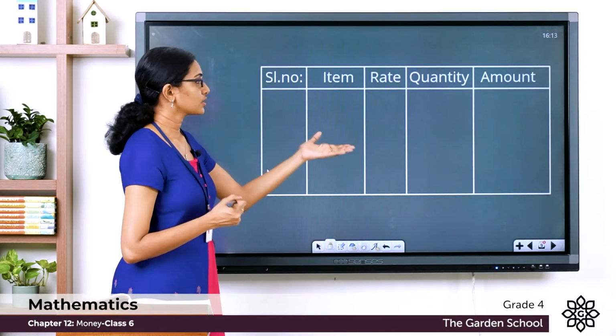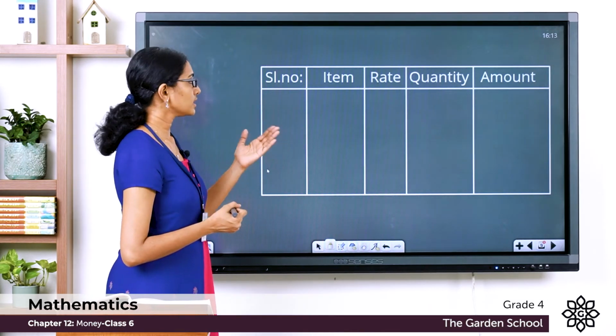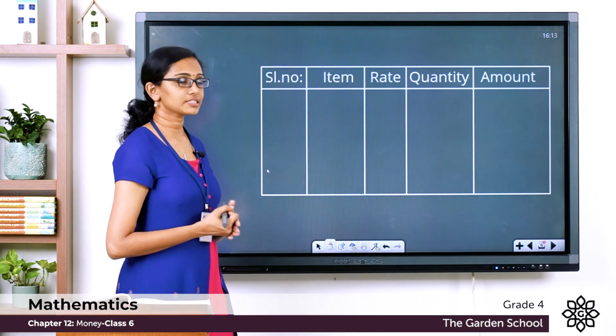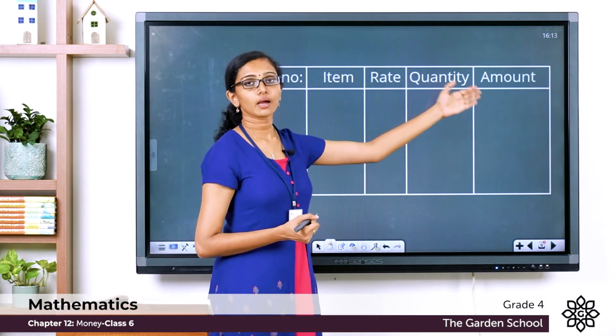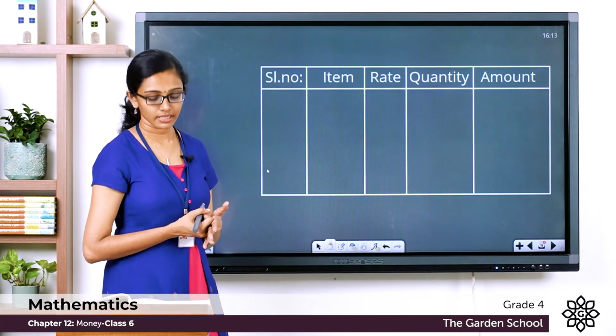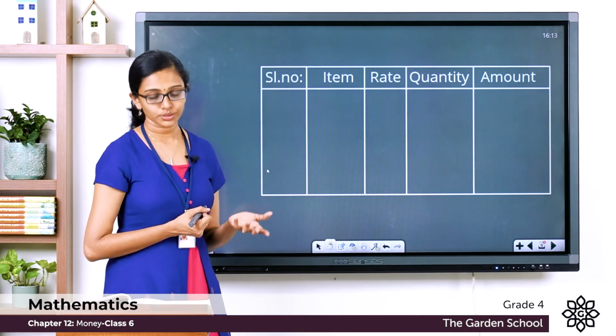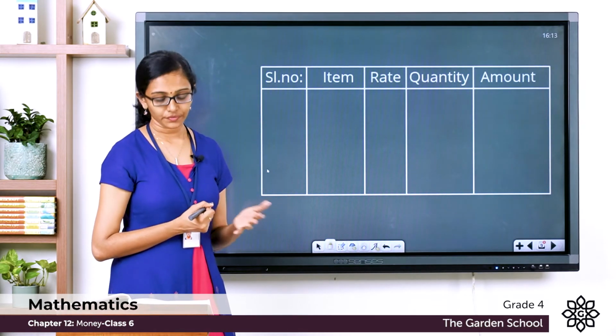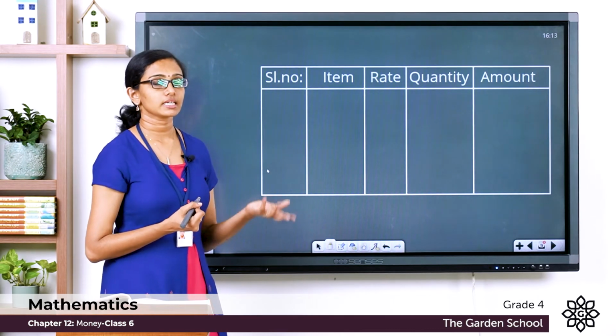So first let's draw a table like this. Here we'll have the serial number, the name of the item, the rate per item, the quantity and the amount for each of the item. So the first item is pastry and the cost of one pastry, or each pastry, costs 62 rupee 50 paise. How do we tabulate this in this table?